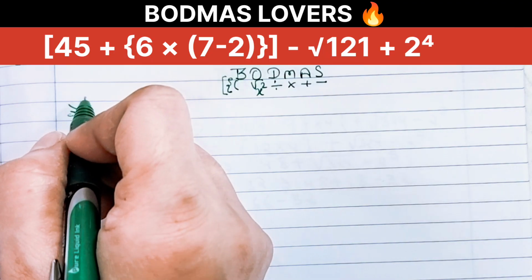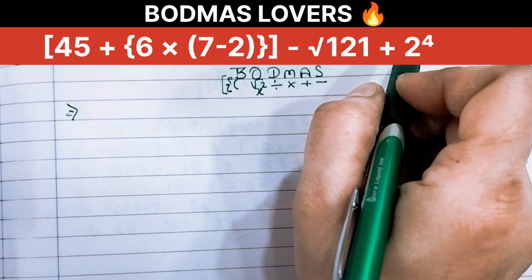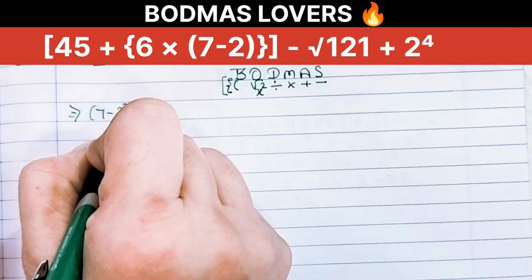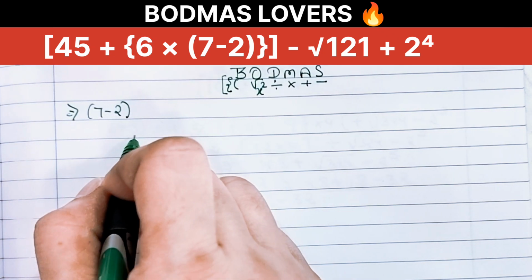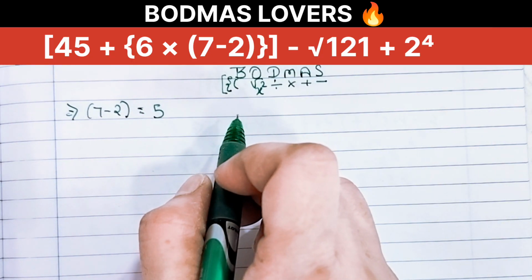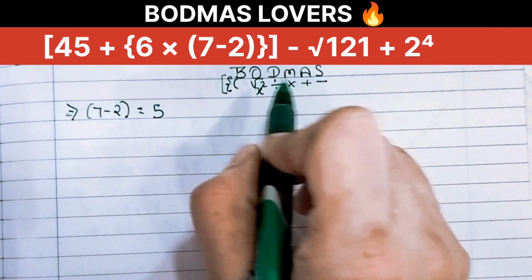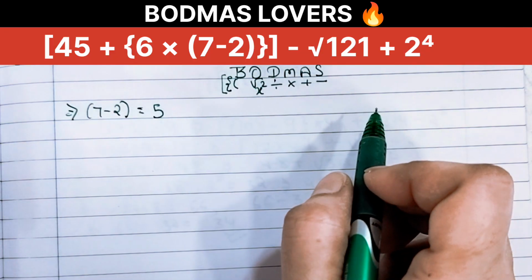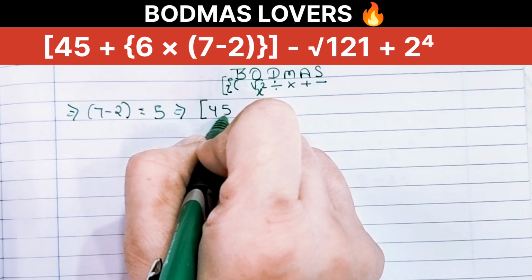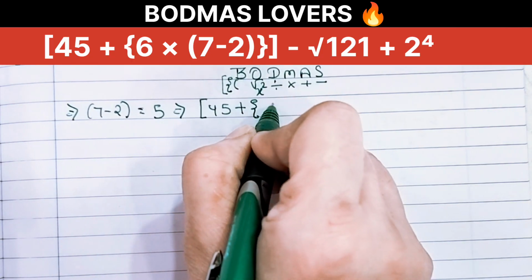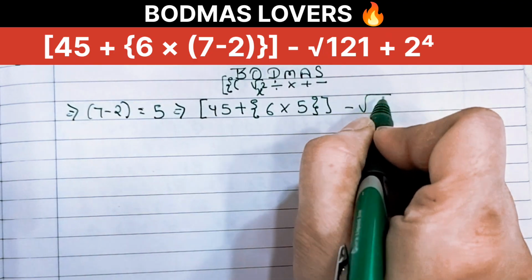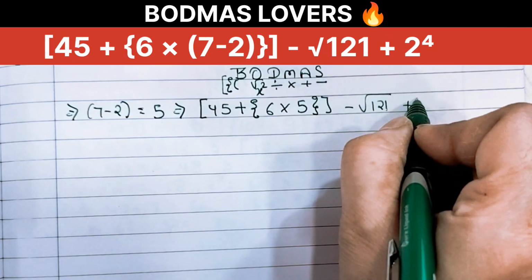First step, we simplify the innermost round bracket. According to this expression, we have a small parenthesis, 7 minus 2, and we solve the subtraction inside the parenthesis. Now we get 5. BODMAS says brackets have the highest priority and we always solve the grouped terms from the innermost brackets outward. Now the current expression becomes square bracket 45 plus curly braces 6 multiplied by 5 curly braces close, square bracket of minus root 121 plus 2 power 4.